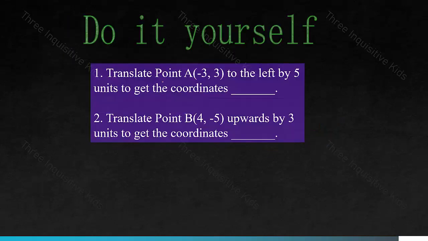I want you to translate point A to the left by 5 units to get coordinates blank, and then translate point B upwards by 3 units to get coordinates blank. If you already master the pattern of moving points and translating points, you don't have to draw out a graph anymore. All you have to do is use numbers. The answer to the first problem is (-8, 3), and the answer to the second problem is (4, -2).